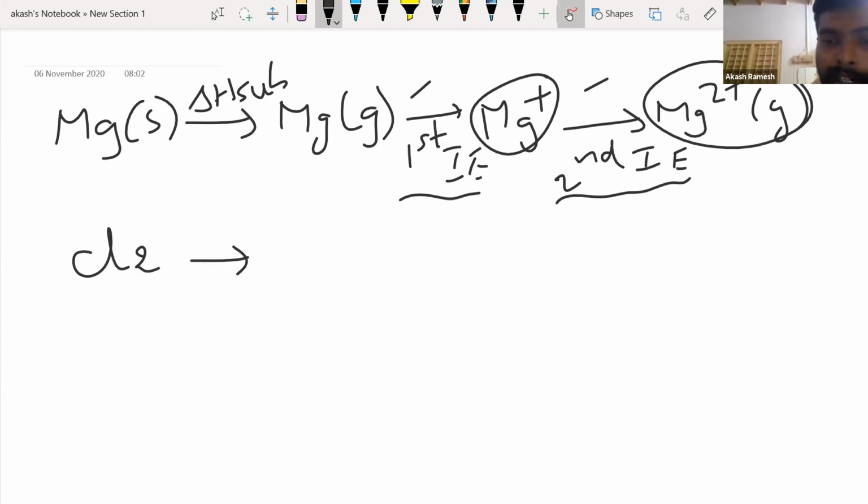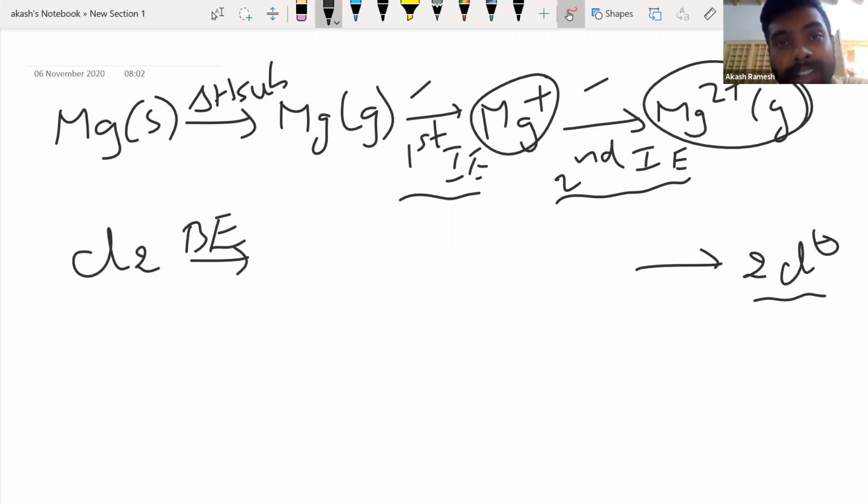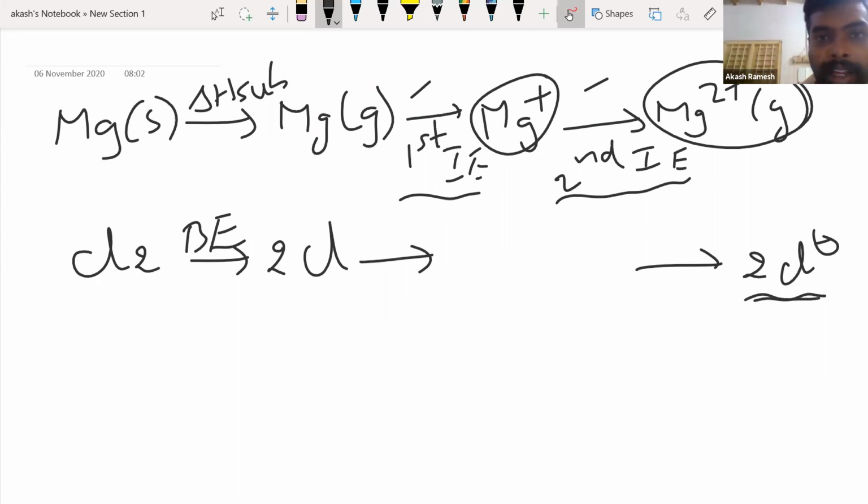Now, as you can understand, at the end I require 2 Cl-. So that means there are obviously 2 chlorine atoms, and both of them are going to form 2 Cl-. So what should I supply here? Only B, sir. Exactly. The whole bond enthalpy has to be supplied. Last time we supplied only half the bond enthalpy because I required only 1 chlorine atom. But this time I require both the chlorine atoms so that it is going to form 2 Cl-.